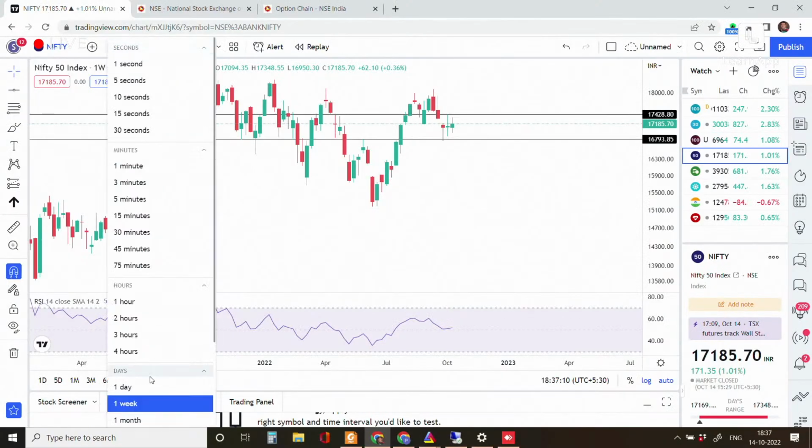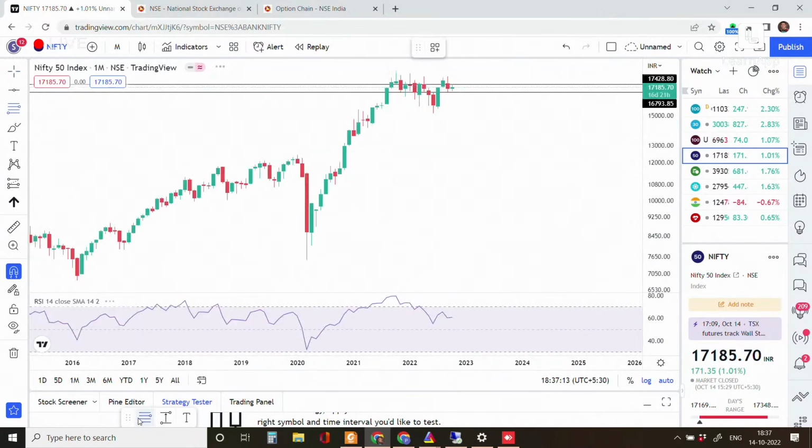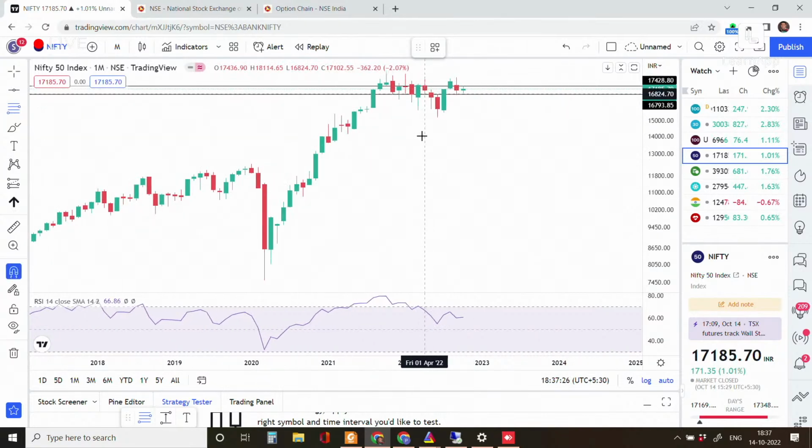Let's go to our Nifty. So Nifty, as usual, on the monthly chart, nothing has changed from last week. This is a pole and flag pattern which Nifty is trying to break. All right. And if the world markets rally, then we can see Nifty going up to an all-time high.